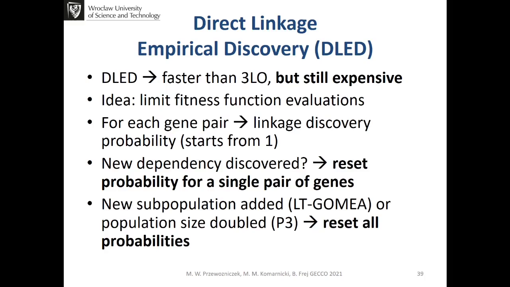So DLED is much faster than FreeLO, but it's still expensive. So the other idea which we present in the paper is to limit the number of fitness function evaluations. For each pair, we maintain the linkage discovery probability, which starts from the value of 1. And when a new dependency is discovered, we reset all the probabilities for a given gene. And we also reset all the probabilities if we add a new subpopulation in Eltigomia, or if the population size in P3 is doubled.